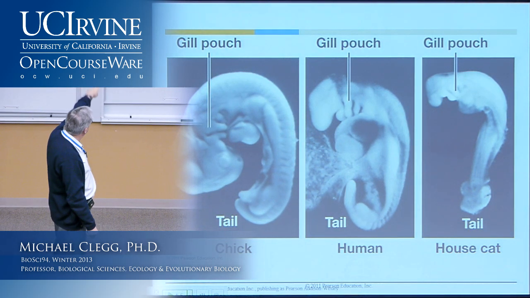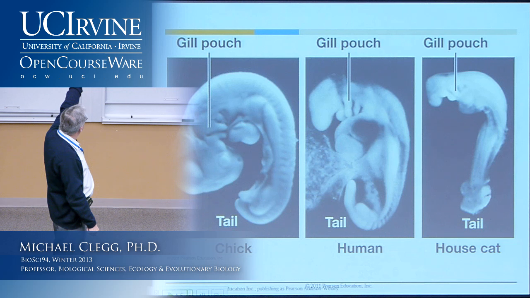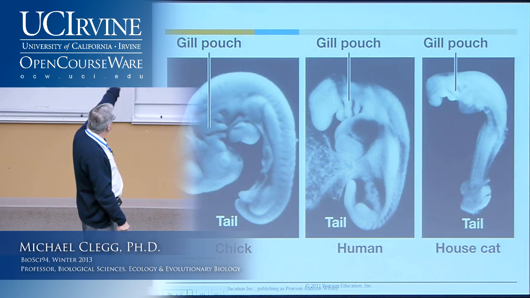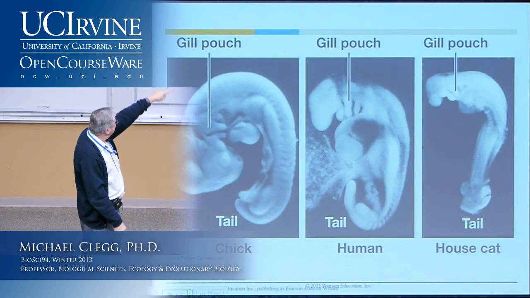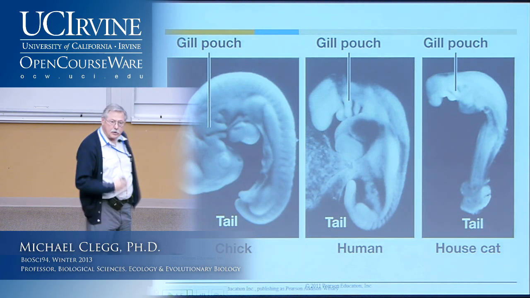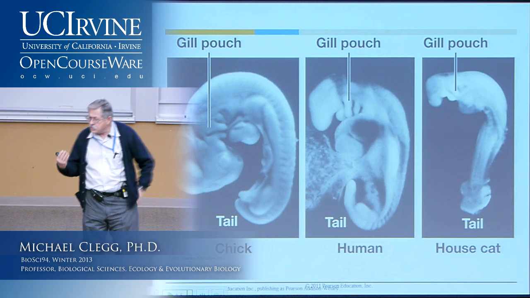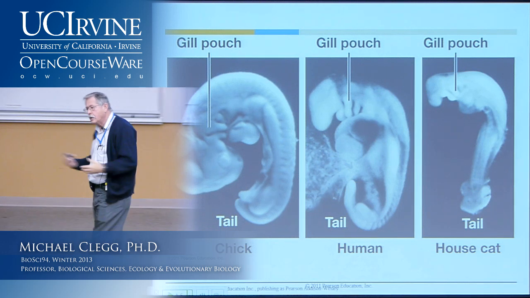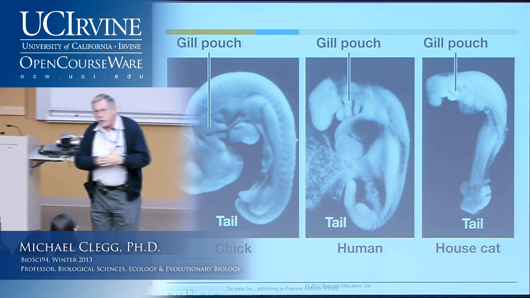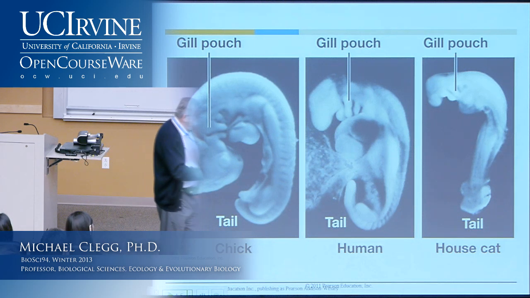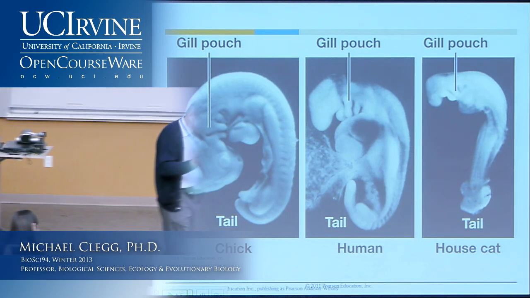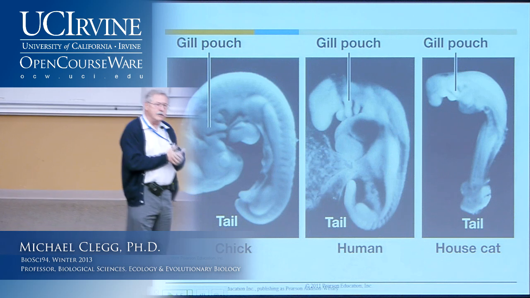So here's a gill pouch forming in the embryo of the chick. This is a human embryo, gill pouch. And finally, a cat embryo, also a gill pouch. Now, as development proceeds, that structure is lost. But during a period of development, these early structures appear transiently and then are lost.